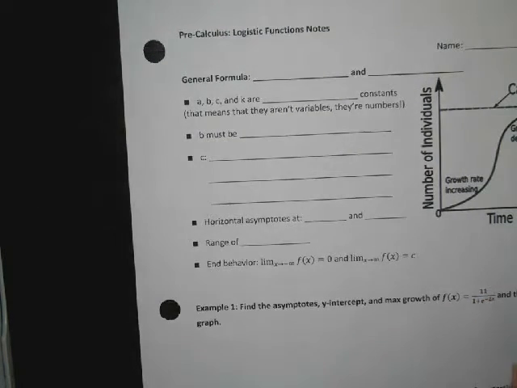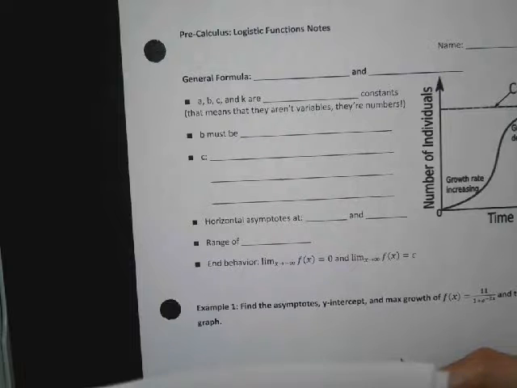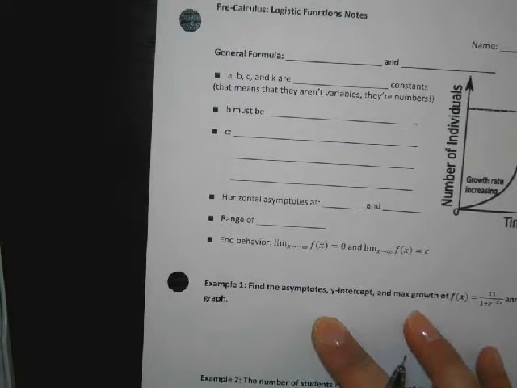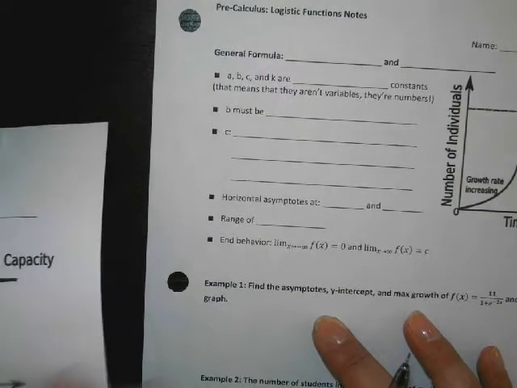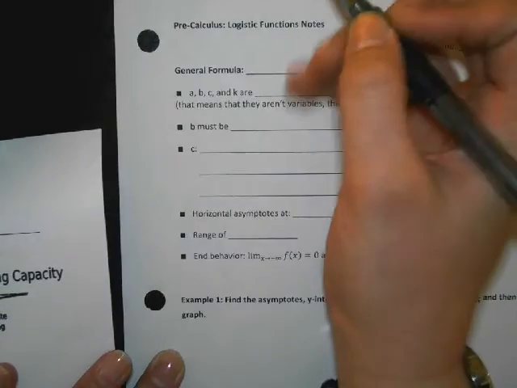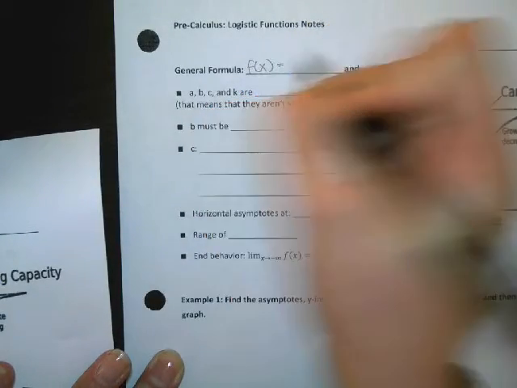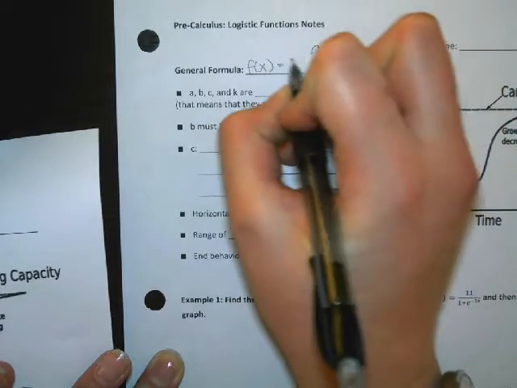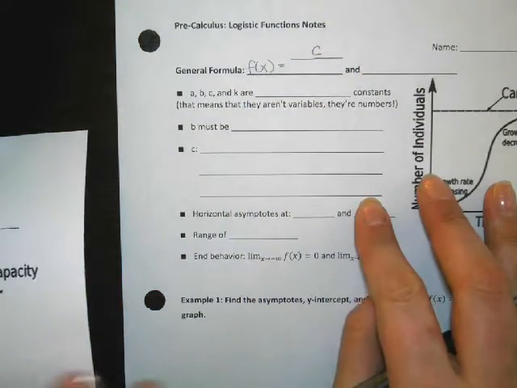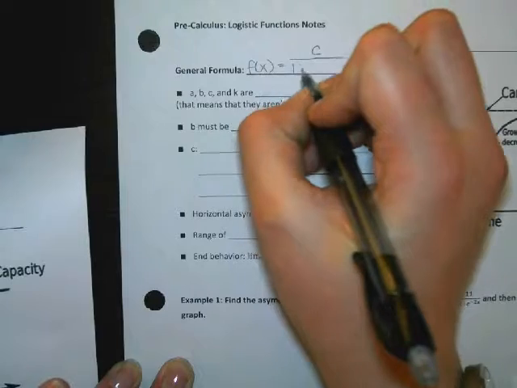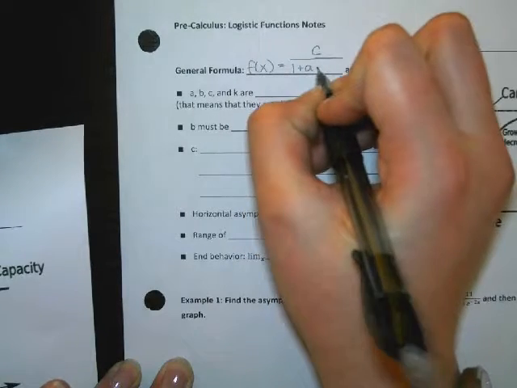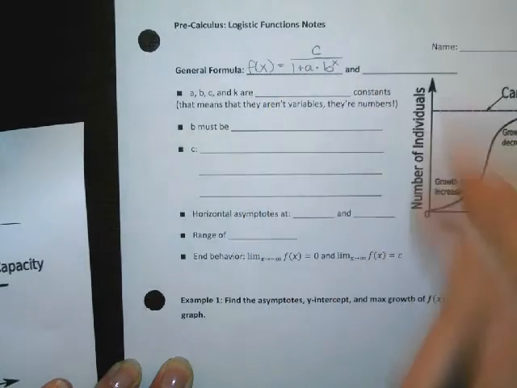All right, logistic functions have two general formulas. One is in terms of e, one is not in terms of e. So it kind of depends on the problem which one you would use. So the first general formula is f of x equals c on the top divided by 1 plus a times b to the x.